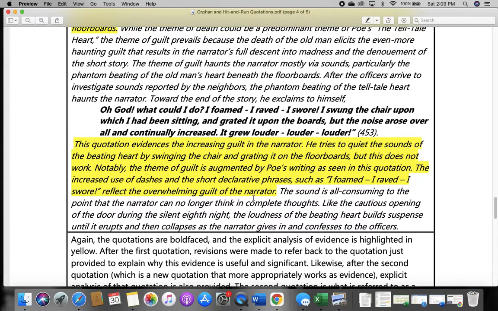This quotation evidences the increasing guilt in the narrator. He tries to quiet the sounds of the beating heart by swinging in the chair and grating it on the floorboards, but this does not work. Notably, the theme of guilt is augmented by Poe's writing as seen in this quotation. The increased use of dashes and the short declarative phrases such as "I foamed," "I raved," "I swore" reflect the overwhelming guilt of the narrator.